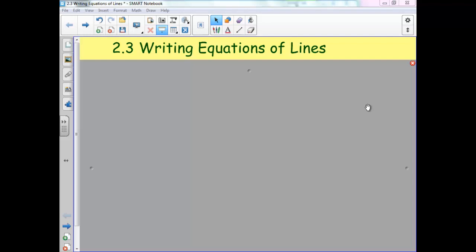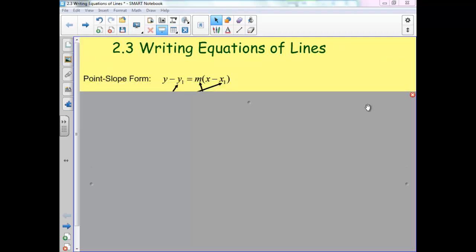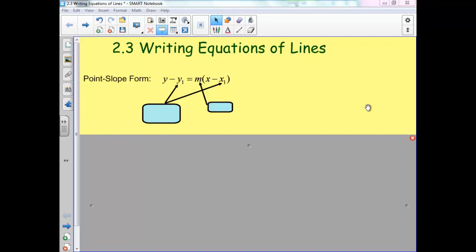Section 2, writing equations of lines. So first off, our first equation we're going to deal with is the point-slope form. So remember from the last two sections we've done, if there is a subscript with your x and y, that's just going to be an ordered pair.